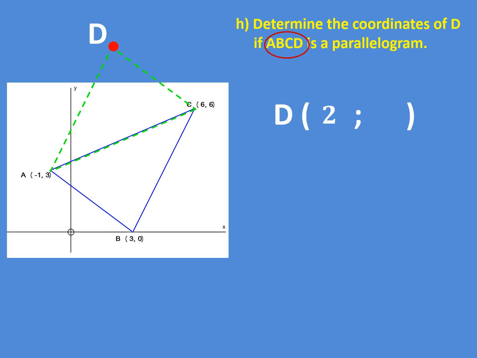Then you ask yourself, how do you get from 0 to 3? Well, I add 3, which means I have to do the same process on the other side. So 6 plus 3 is 9. So just go through that again. Ask yourself, how do you get from 3 to minus 1? You subtract 4. So you do the same on the other side. So 6 minus 4 gives you 2. And you do the same with the y values.